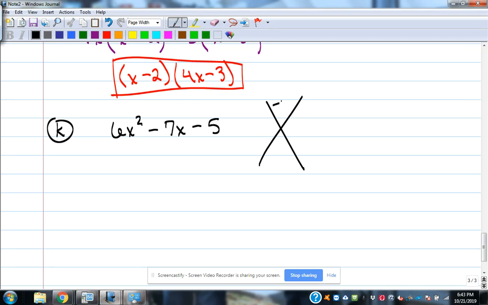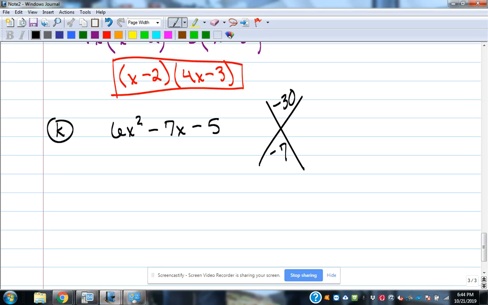Negative 30. Sorry, not negative 35. I was reading the 5 and said negative 30. Okay? And then what goes on the bottom? Negative 7. So if we're going to multiply to be a negative, what do we know about the two numbers? Are both of them negative? No, one's negative, one's positive.